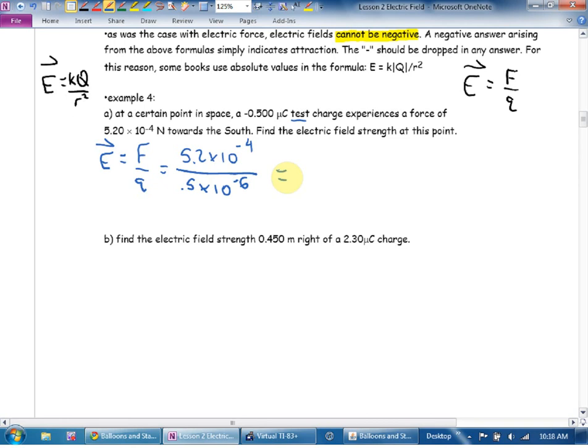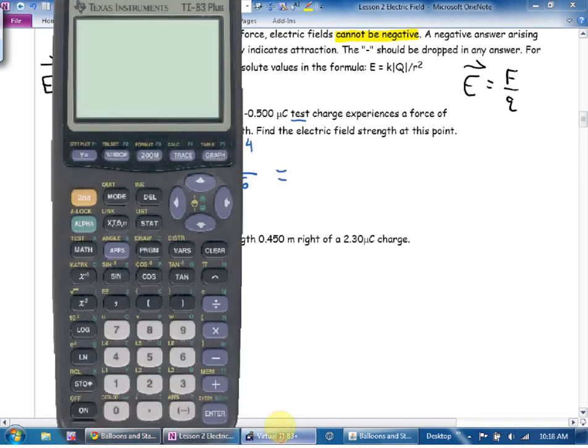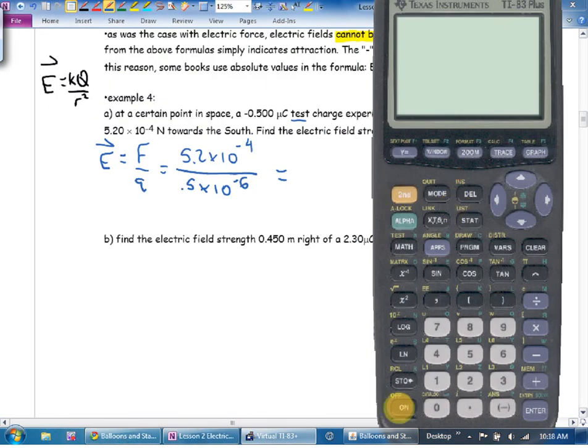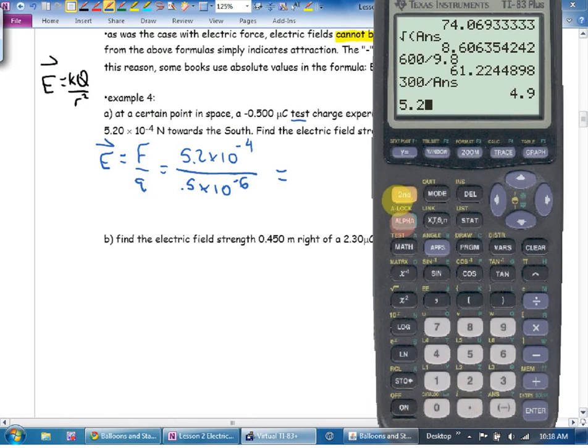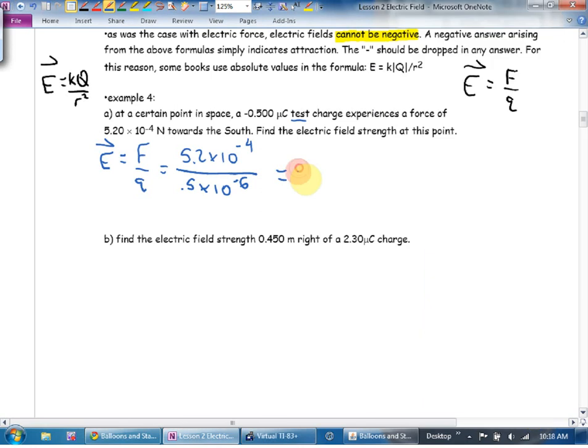You get 1.04 times 10 to the 3. Let me see here. 5.2 times 10 to the negative 4 divided by 0.5 times 10 to the negative 6. 1,040. Units. Newtons per coulomb.